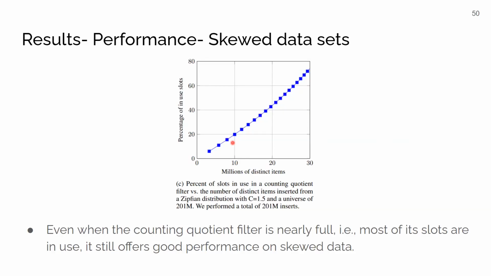In this graph, we see the slots usage versus distinct items. On the horizontal axis, we have the distinct items in millions, and on the vertical axis, we have the percentage of slots in use. As we can see, even when the counting quotient filter is nearly full, that is, most of its slots are in use, it still offers good performance on skewed data.